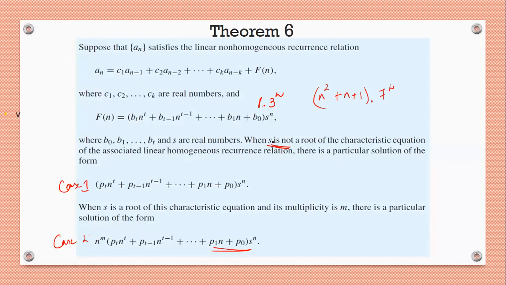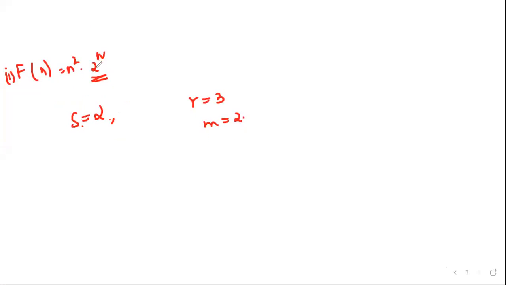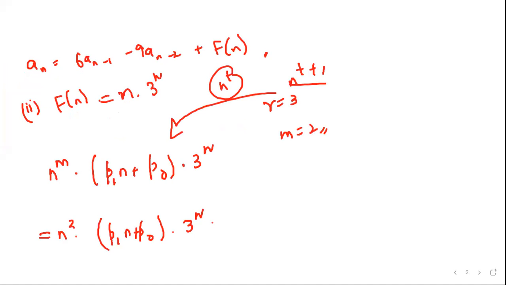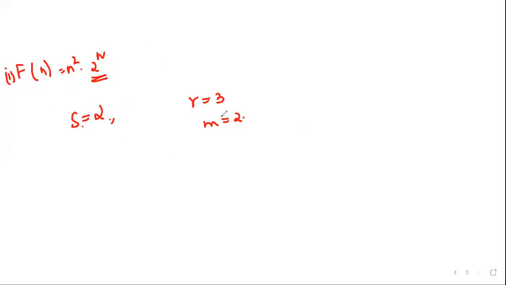What is the case 1? When S is not a root of the characteristic equation of the associated linear homogeneous recurrence relation. Now, if we see over here, 2 is not a root of our earlier equation, which is given as an equals 6an minus 1 minus 9an minus 2. The root for our equation is 3, while s is 2. So we have to consider the case 1. That is, we should not be taking n power m.